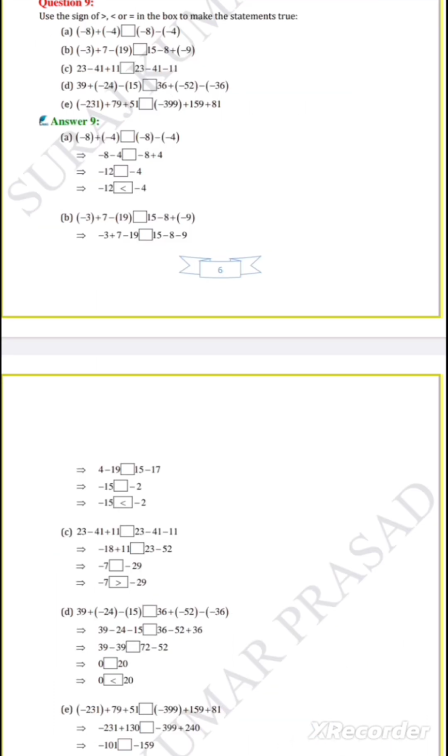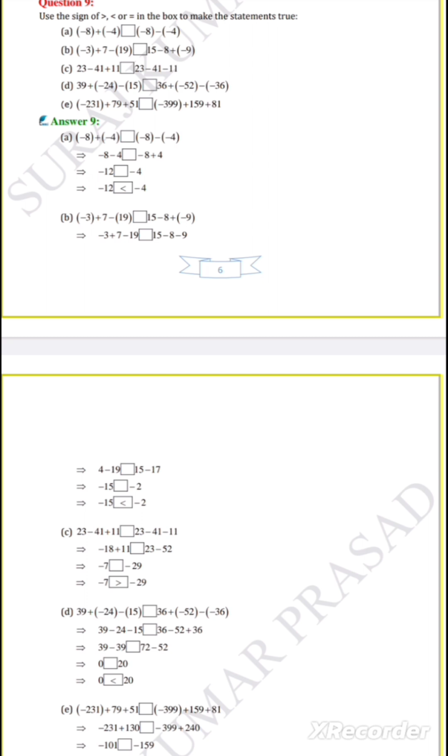Question number 9. Use the sign of greater than, less than or equal to in the box to make the statements true. There are some statements given, and solve both the numbers on both sides, and which is suitable, then you put this sign over there. First statement is minus 8 plus minus 4, and other side minus 8 minus of minus 4. Minus 12 is less than minus 4. So let's write less than symbol there.